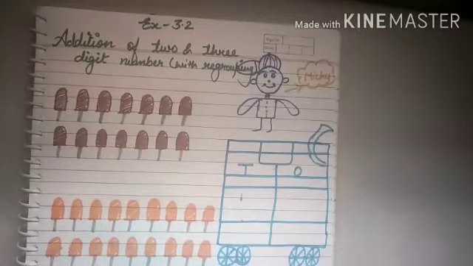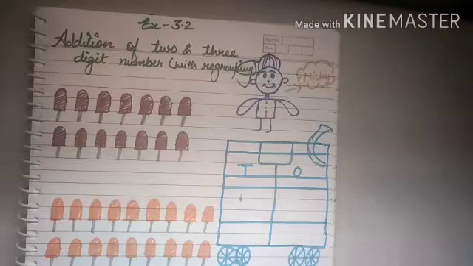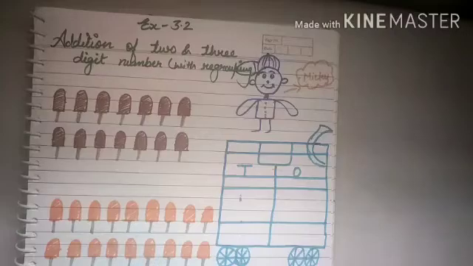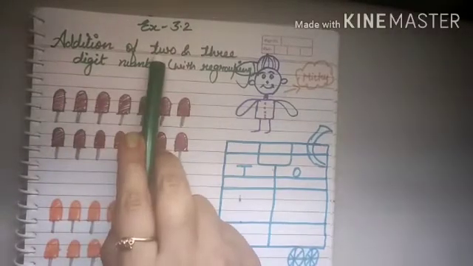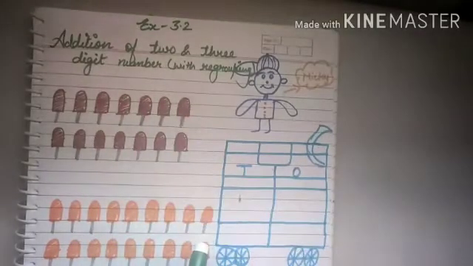So in the previous video we were done with exercise number 3.3 and 3.1. Today we are going to do something new and interesting. So today we are going to start exercise number 3.2: Addition of 2 and 3 digit numbers with regrouping.